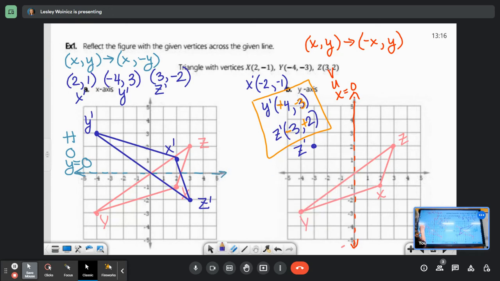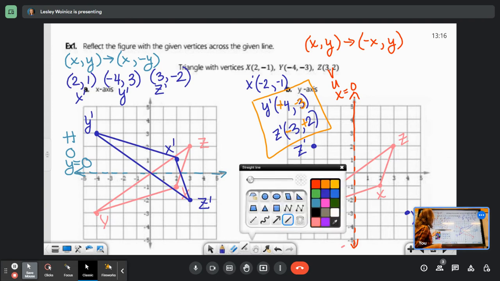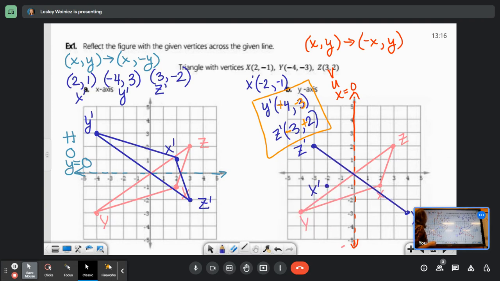Okay, so X goes here, that's X prime, and then Y ends up over here, that's Y prime. Okay, just connect your points to make your image. Okay, and that's it.